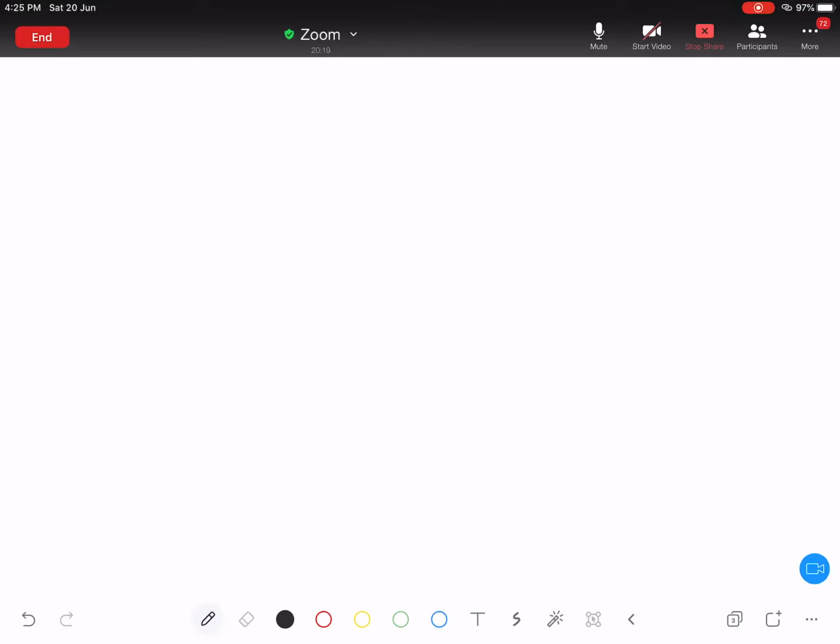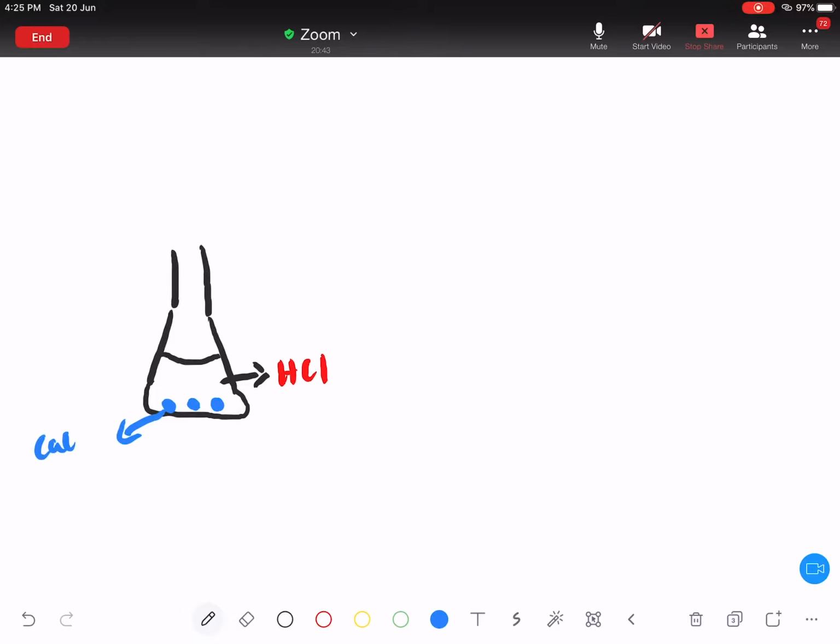Macam ni. Dia simple je guys. You ada, kejap, you ada ini, a flask, kelalang. Dalam kelalang ini, kamu letak HCl. Lepas tu kamu letak ketulan. Ini apa? Ini adalah your calcium carbonate. Guys, ini akan bertindak balas. You kena ingat.